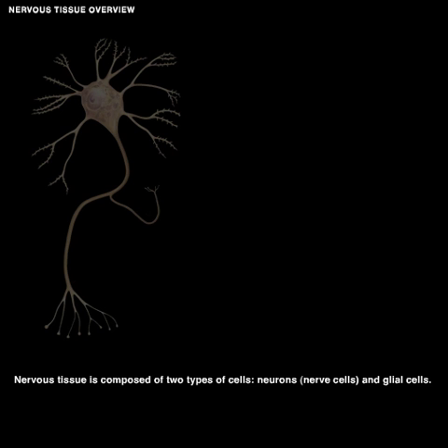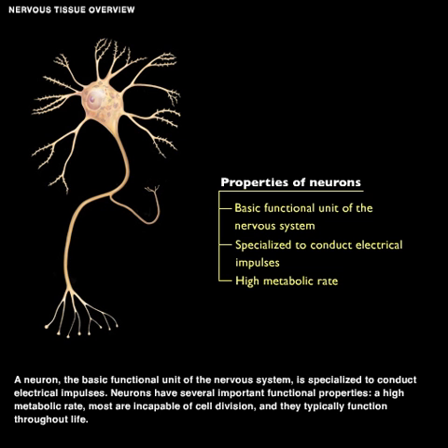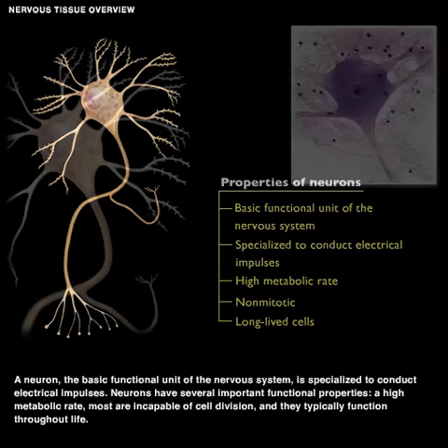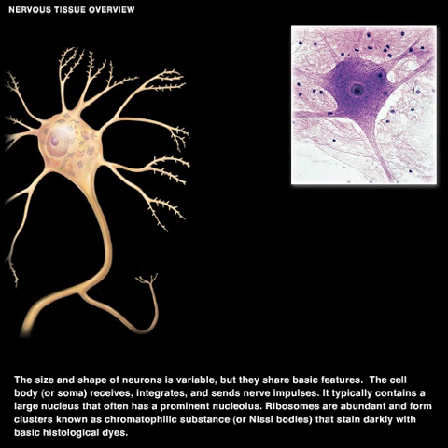A neuron, the basic functional unit of the nervous system, is specialized to conduct electrical impulses. Neurons have several important functional properties: a high metabolic rate, most are incapable of cell division, and they typically function throughout life. The size and shape of neurons is variable, but they share basic features.